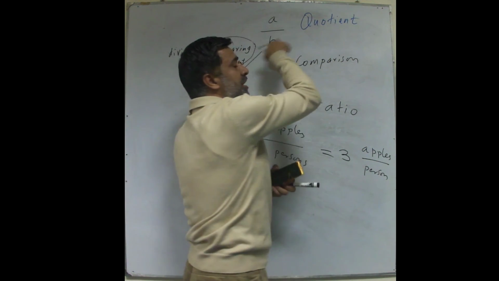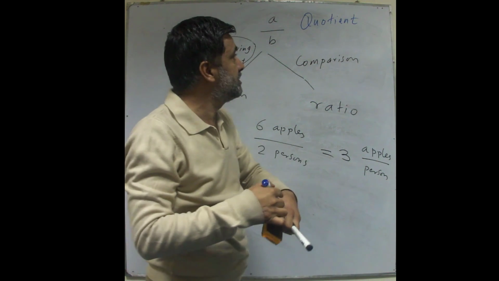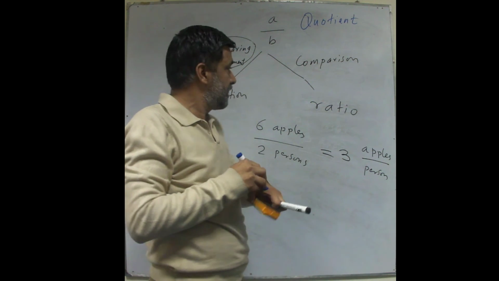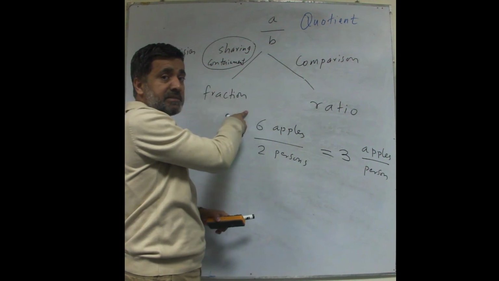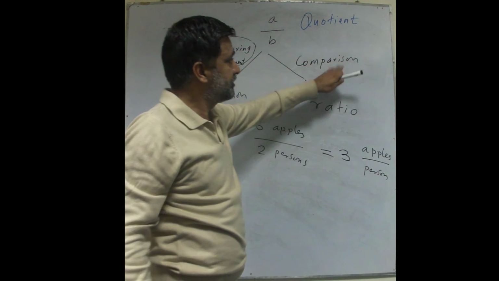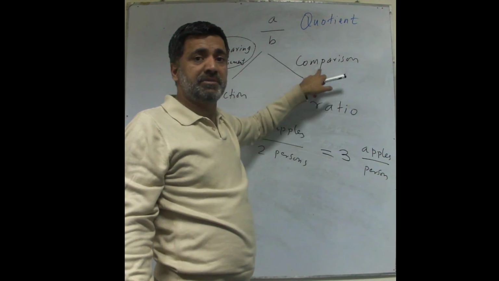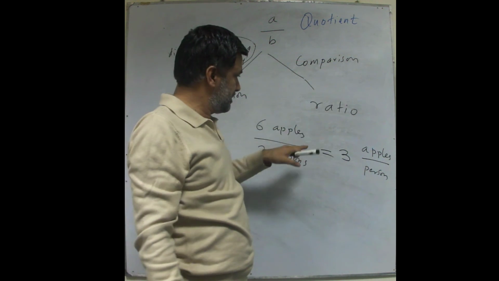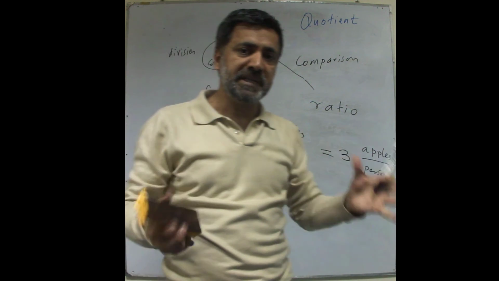So whenever you see A over B, if you don't want to bother yourself about what it means, just call it a quotient. If you want to interpret this as a sharing or a containment, then that is actually a fraction. If you want to use the quotient to represent some comparison, you call it a ratio. The mathematics is the same, the meanings are different.